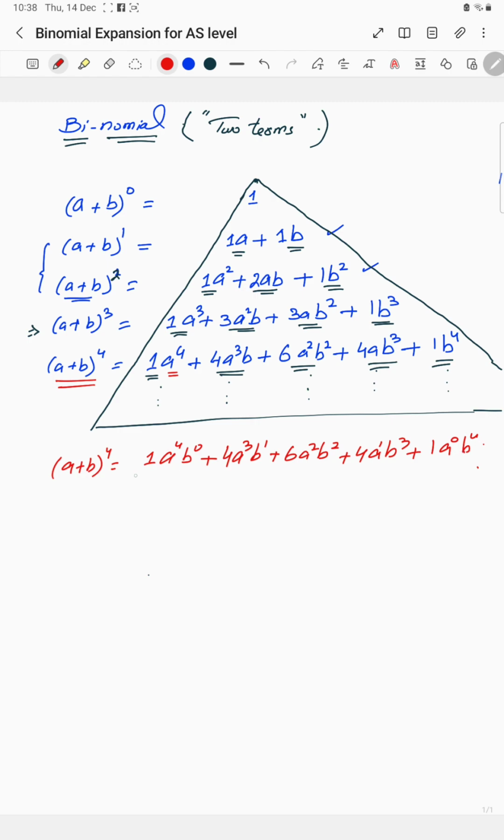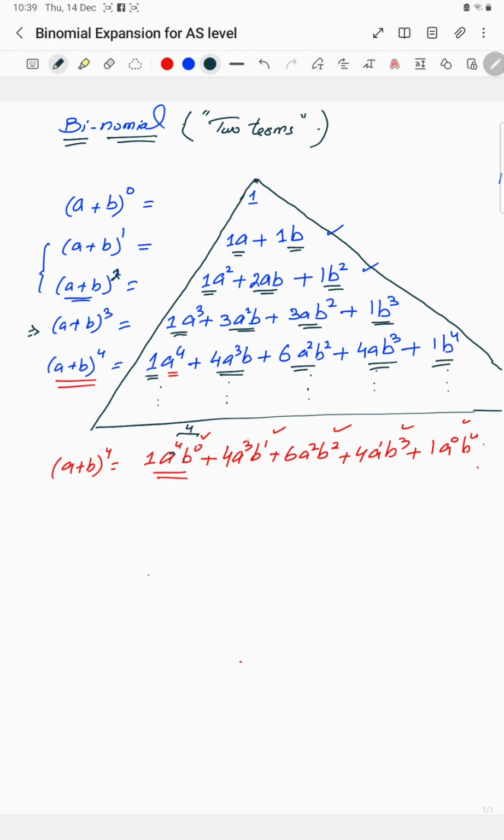You can see in this expansion, in every term the power of a is decreased by 1, while the power of b is increased by 1, till we get the final power, right? One point. And second point, all the terms have a total index of 4. That means if you add the power of a and the power of b, it is 4 plus 0, which is what?